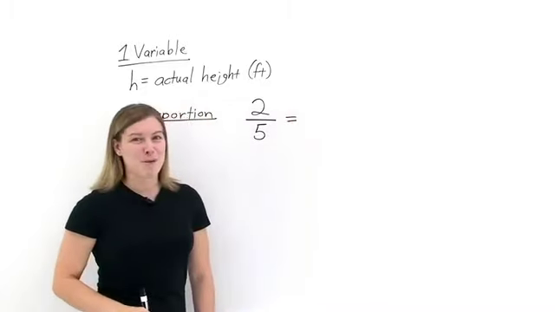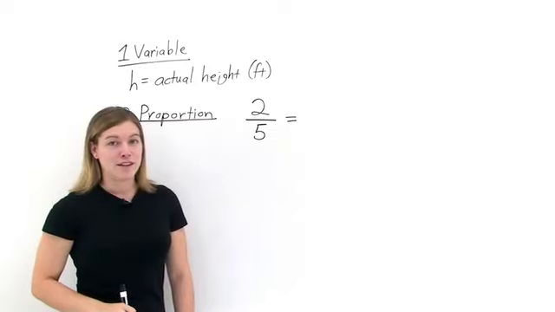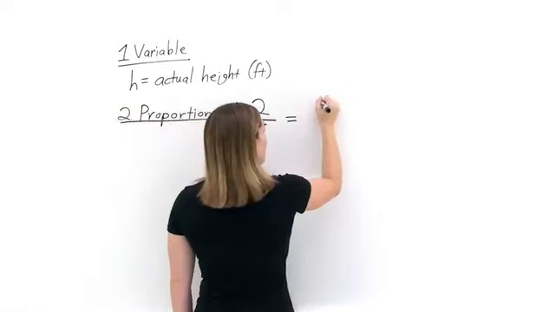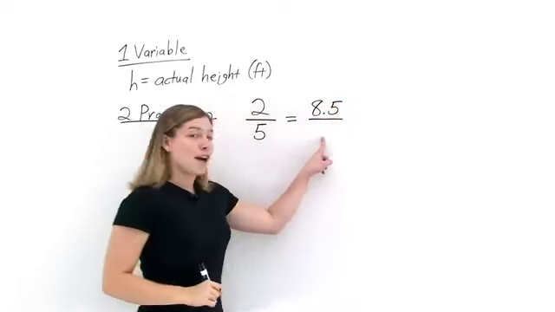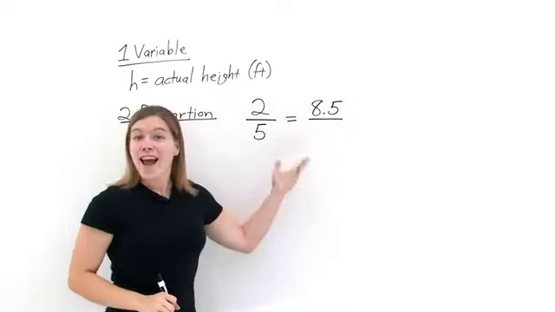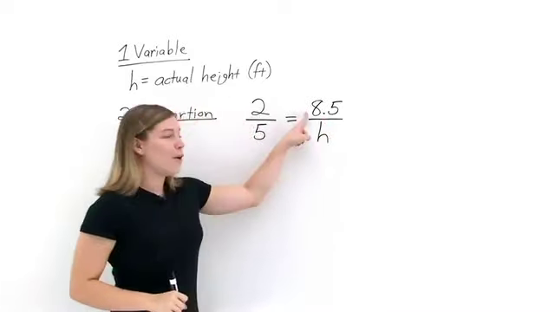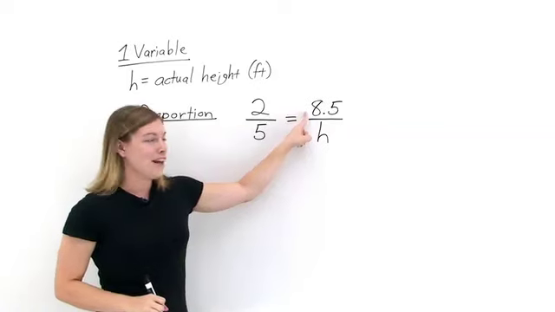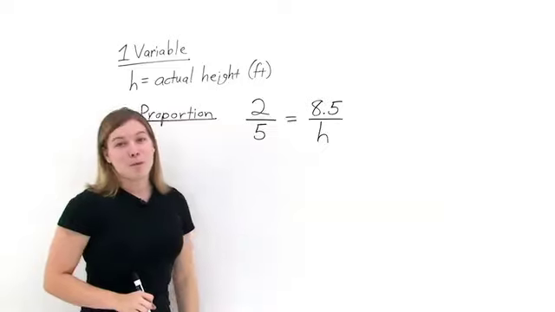So let's look back at our problem. The roof is 8.5 inches on the blueprint. So that's the height of the house on the blueprint, 8.5 inches. Now what is the actual height of the house? h. That's our variable. So we have 8.5 inches is the height on the blueprint, and h is the height of the actual house. Now we've set up a proportion.